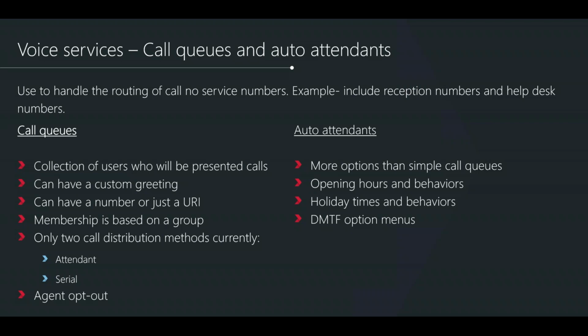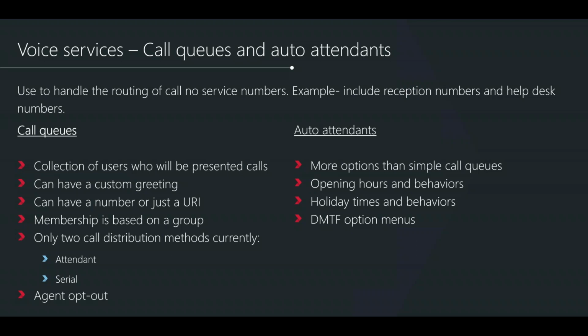At the moment, you have two distribution methods. If you're familiar with Skype on-prem, there's a lot more options available there. At the moment, Microsoft are just sticking with two, just to make sure they're all behaving themselves as they should be before adding in more complicated options. The attendant is probably the most useful of the two. That basically will ring the user or users regardless of their present status.